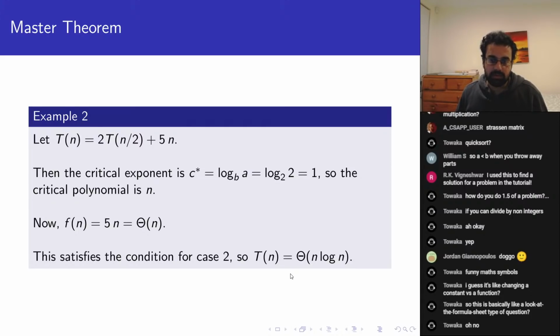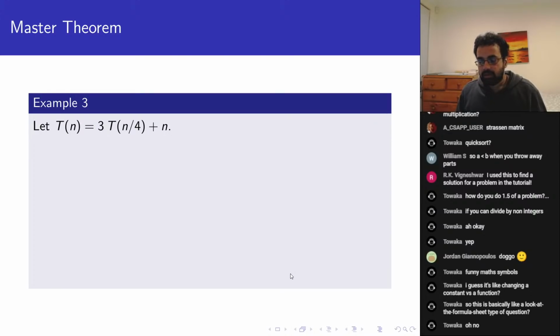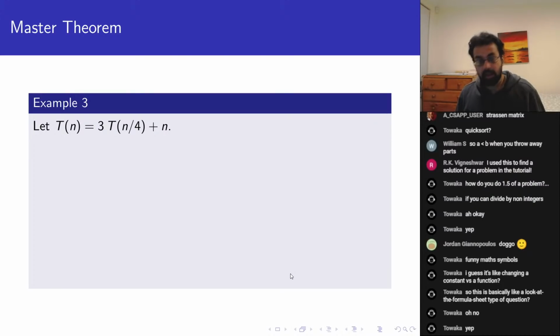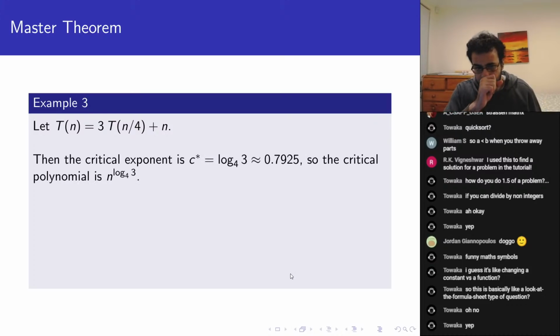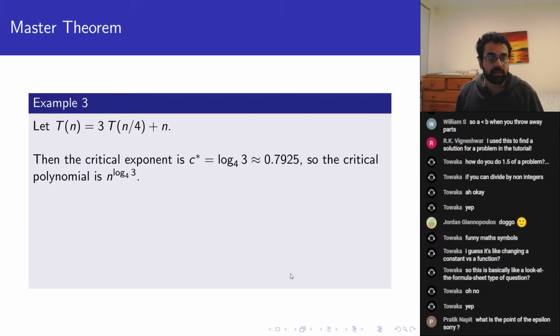Now, this third example is going to be a little more complicated, because here we have a equals 3 and b equals 4. As we compute the critical exponent, c star is log base 4 of 3, which is about 0.8.